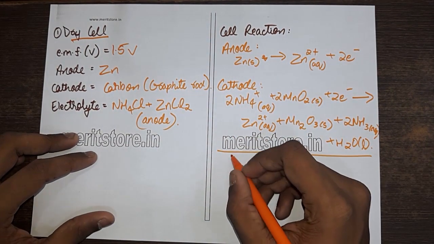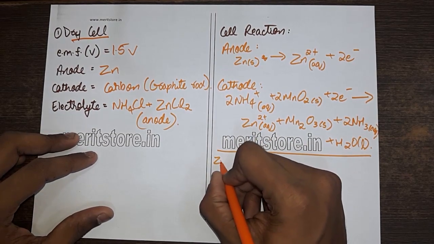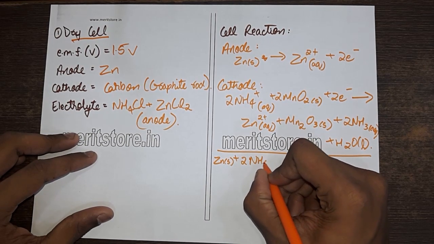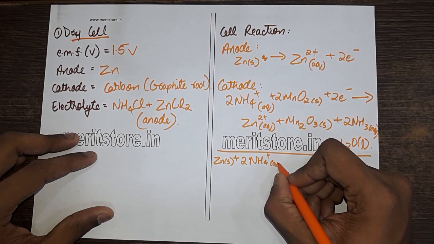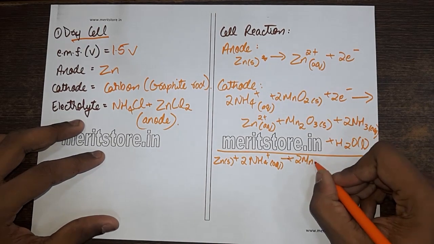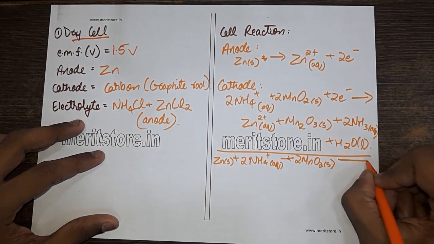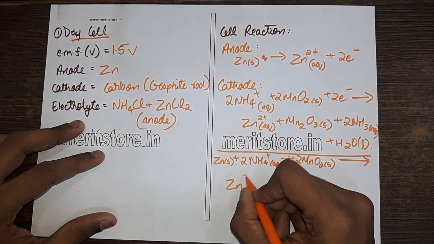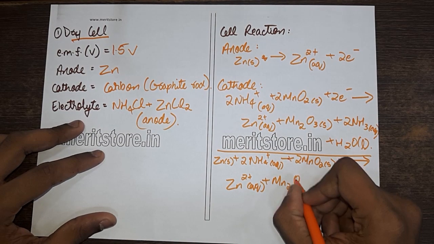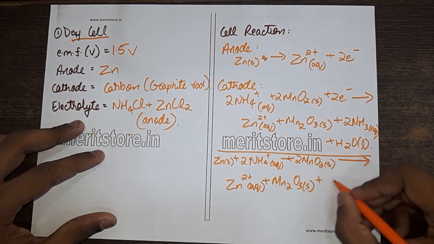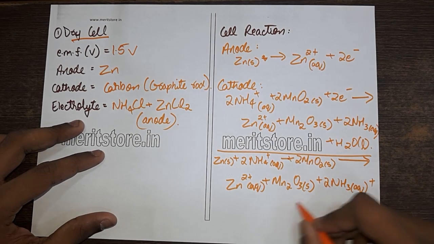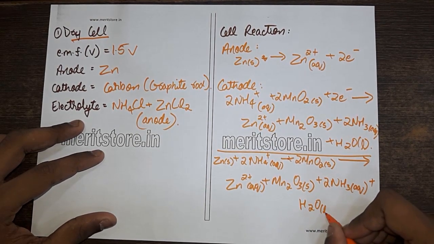And the overall reaction would be given as zinc in the solid state plus 2NH4+ in the aqueous state plus 2MnO2 in the solid state, giving us Zn2+ in the aqueous state plus Mn2O3 in the solid state plus 2NH3 in the aqueous state plus water, which would be in the liquid state.